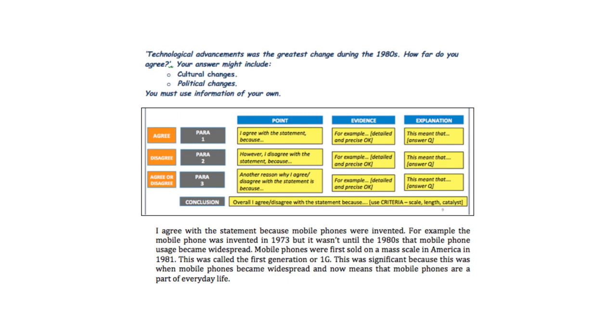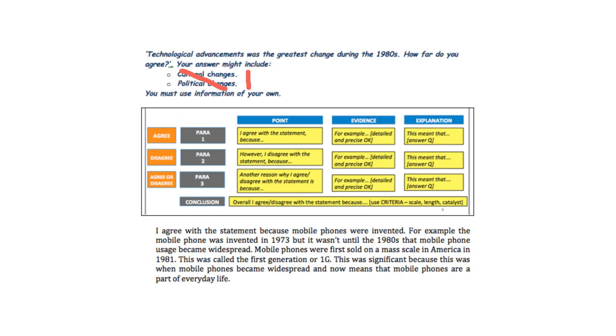So the question is, technological advancement was the greatest change during the 1980s. How far do you agree? Your answer might include cultural changes, political changes, and you must use information of your own. Now, you do not need to include cultural changes or political changes. It's up to you. You can include significant events. That's flexible, and that applies to the exams as well.